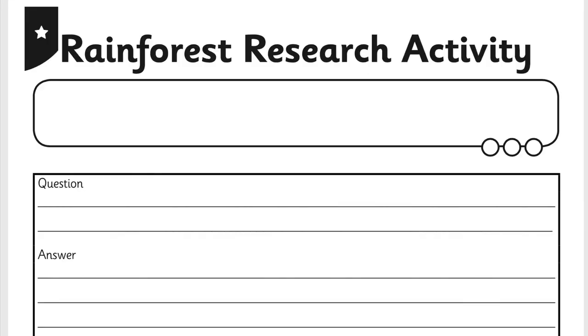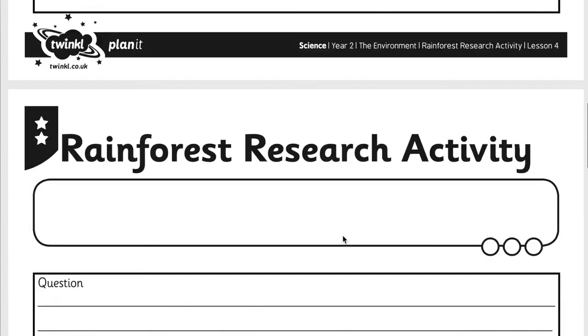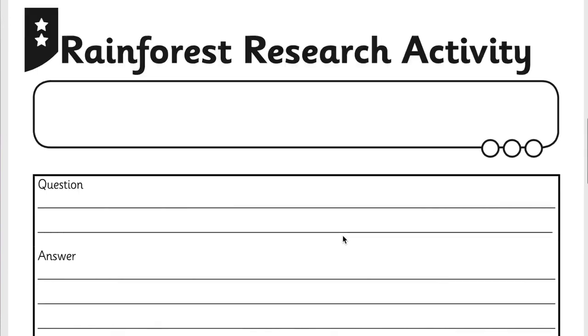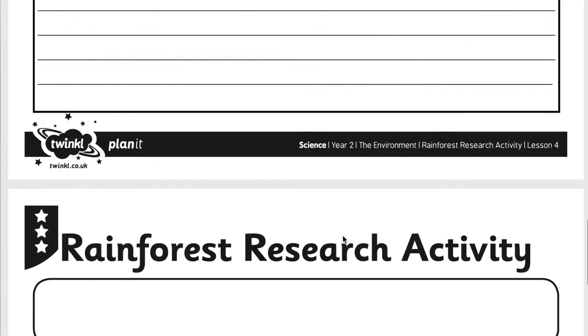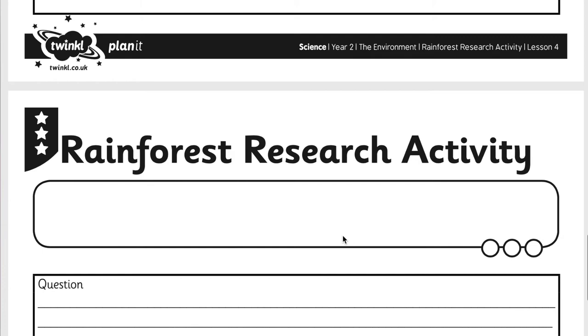Our environment learning pack also offers worksheet activities like this one. You will notice the 1, 2, and 3 stars in the top left-hand corner. These are to separate children who are maybe not so confident with the activity, 1 star, confident, 2 stars, and very confident, 3 stars.